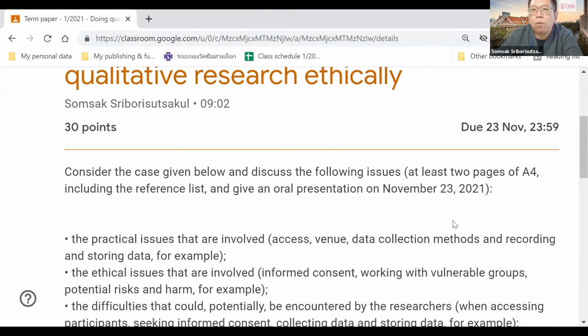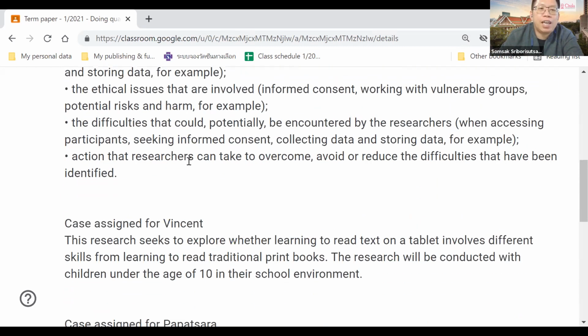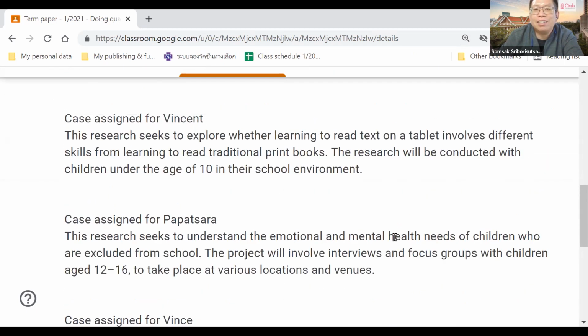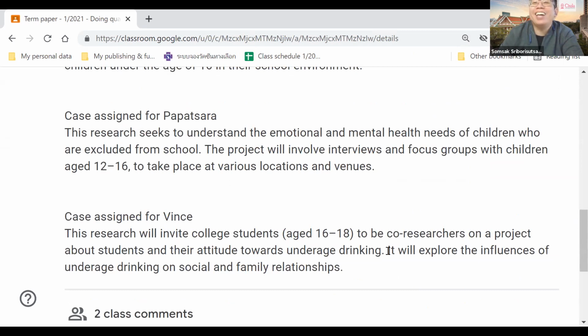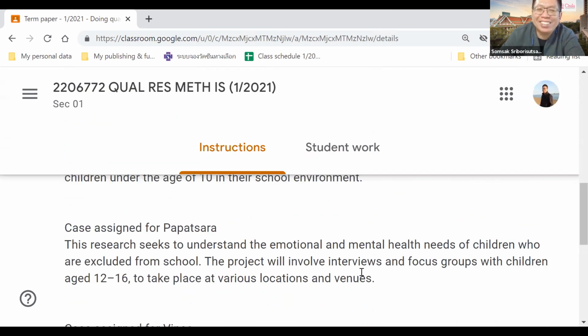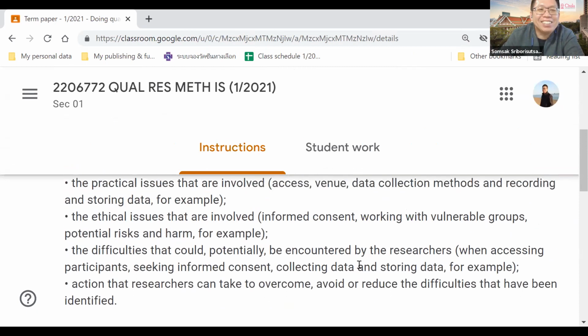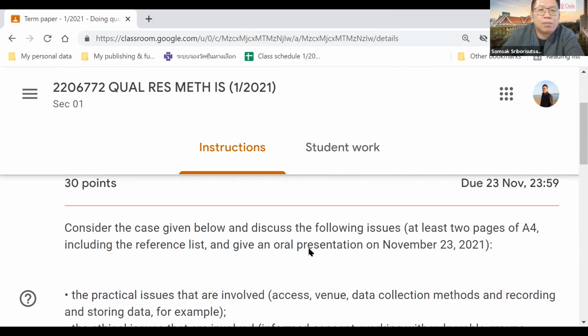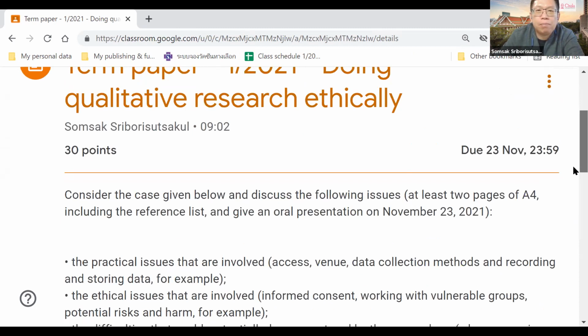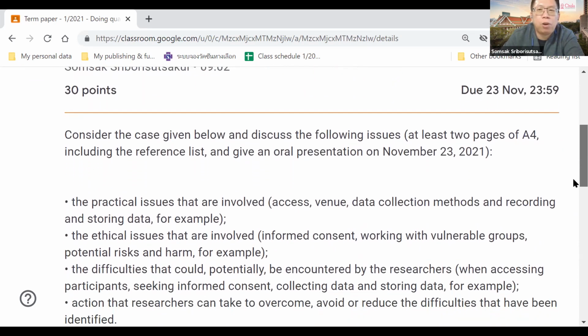The due date is November 23rd. And it's a document, right? But you also have to give us an oral presentation one by one. So that's why we assign you different cases. You can ask your friend, because you got different cases. Let's have a look. Do your best, because it's 30 points.